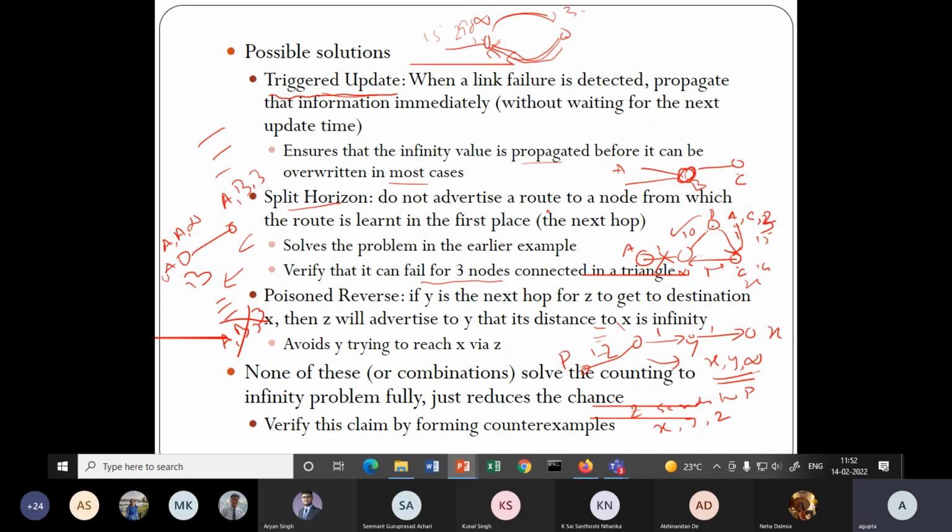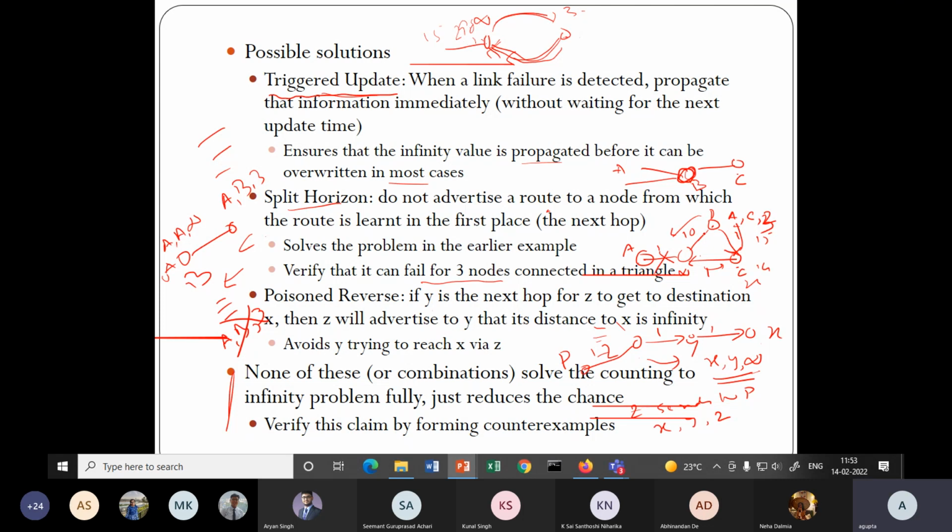Yes, sir. Okay. But you can show that none of these combinations can solve the counting to infinity problem fully. It just reduces the chance. Then there is another thing called hold down, which I'm not going through. I've already shown you why split horizon cannot do this. With poison reverse, the same thing can happen. It's okay if you send the infinity, but then the 3 coming back to you can make the same thing happen through this 3 node loop. So either split horizon or poison reverse will always break 2 node loops.